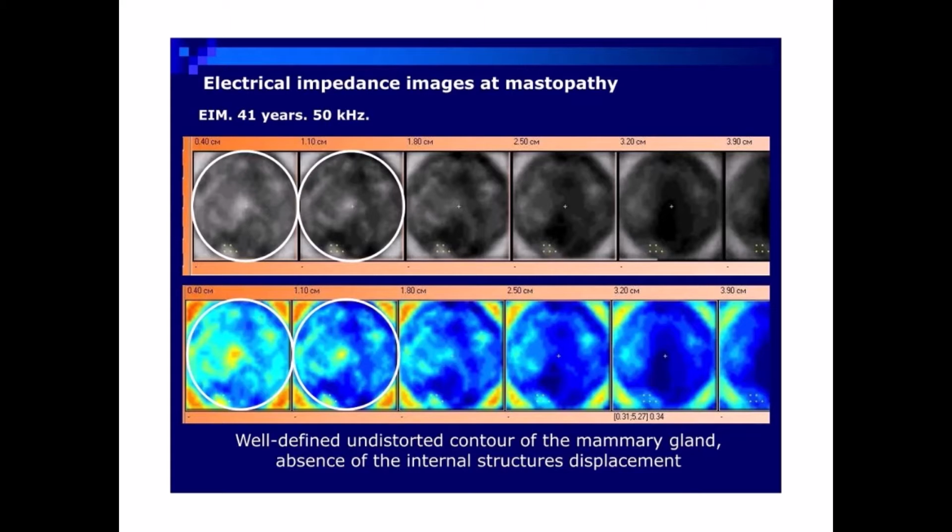Electrical impedance images at mastopathy. EIM, 41 years, 50 kHz. Well-defined, undistorted contour of the mammary gland and absence of displacement of the internal structures.